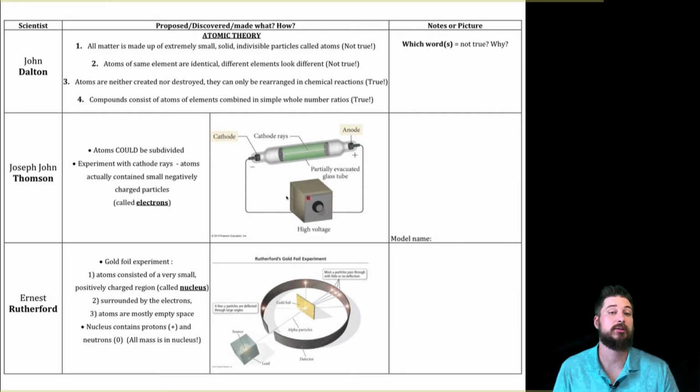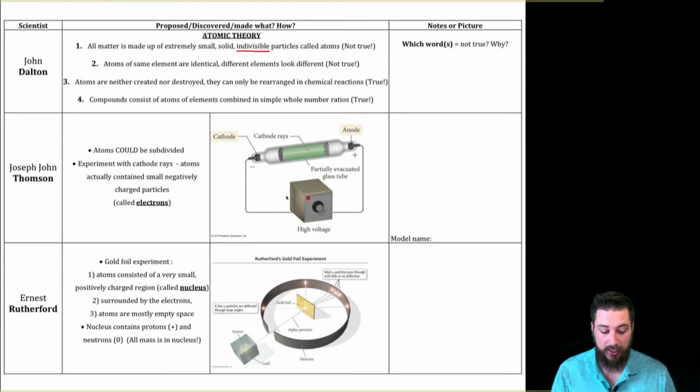Now if you take a look to the right of those statements, you'll see that two of them are true and two of them are not exactly true. They're close, but they're not exactly true. So let's go through that. Number one, all matter is made up of extremely small, solid, indivisible particles called atoms. I'm going to underline the word indivisible because we're going to learn that atoms actually are divisible. That's something that's not correct in his statement.